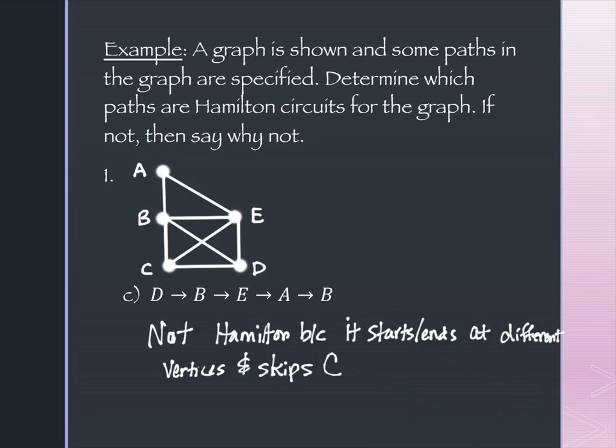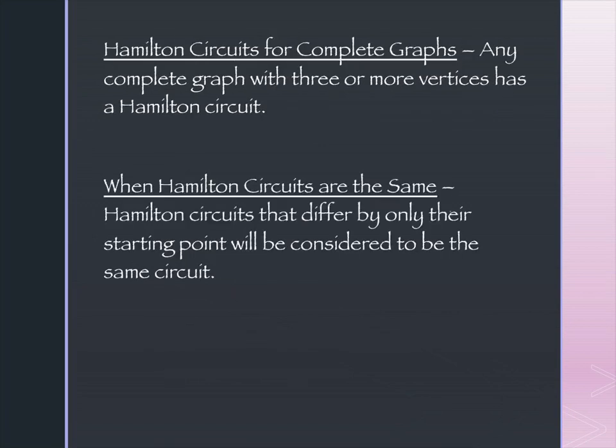Okay. So we talked about a type of graph, I think it was in section 14.1, called a complete graph. Complete graph means that every pair of vertices is connected with an edge. That's a complete graph. Now, if you have a complete graph with 3 or more vertices, then you will have a Hamilton circuit. If it's complete, it has a Hamilton circuit.